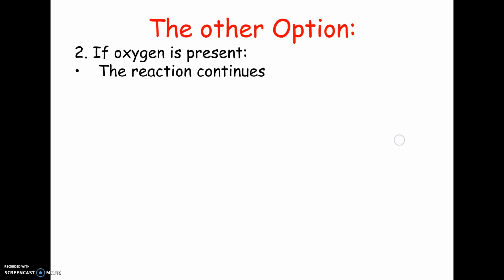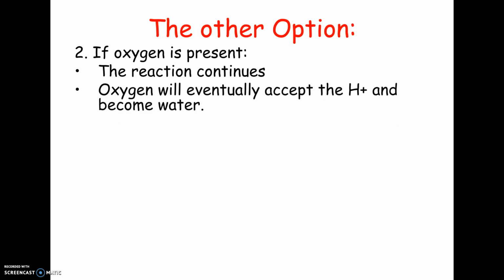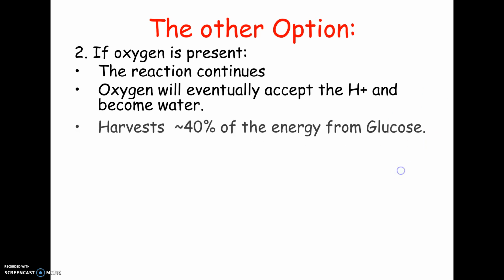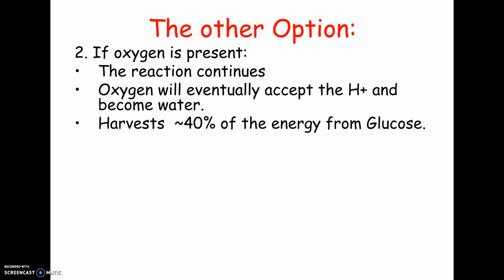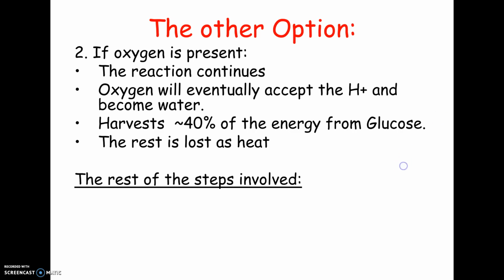If oxygen is present, the reaction is going to continue down the aerobic pathway. The oxygen will pick up hydrogen and become water. You will harvest about 40% of the energy from glucose. The remainder of the energy from glucose will actually be lost as heat, which doesn't seem very efficient, but they say that it's actually much more efficient than most man-made processes. Even, for example, running your car, I think you only capture about 25% of the energy from gasoline, and the rest of it is lost as heat. So it's actually much more efficient than gasoline running your car. We're actually extracting more energy from glucose than most man-made processes are able to do.